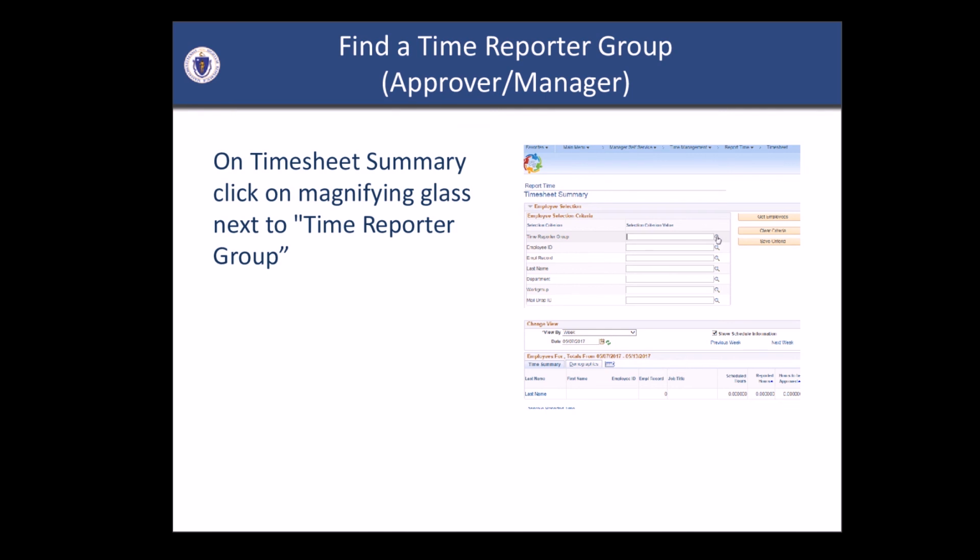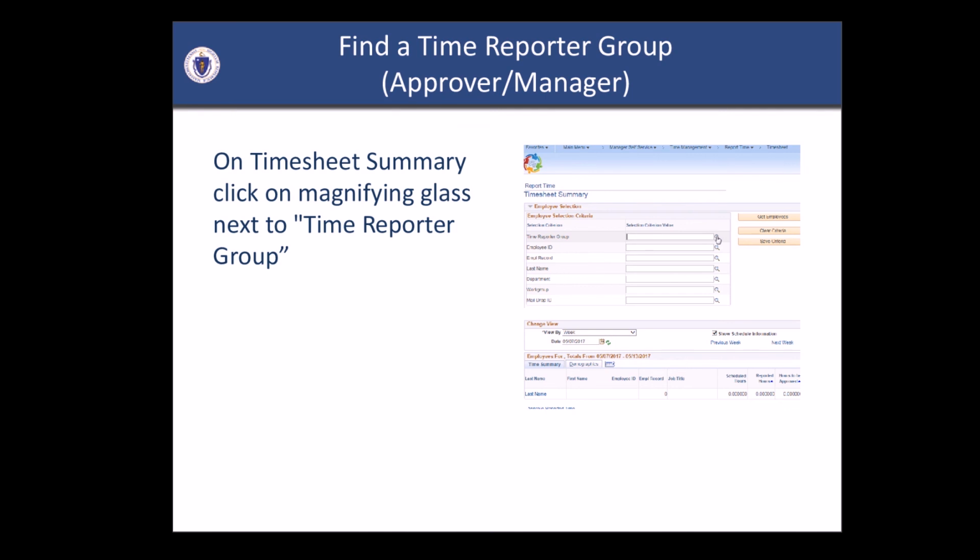So as timekeepers, you have certain approvers who you enter time for. So if you know their time reporter group number, you can just type that in and it's going to give you a list of their employees. So that's really nice to be able to do. But it's a little tricky. Sometimes it can be a little tricky to find them, so that's why I put this at the end of the presentation so you'd be able to see it.